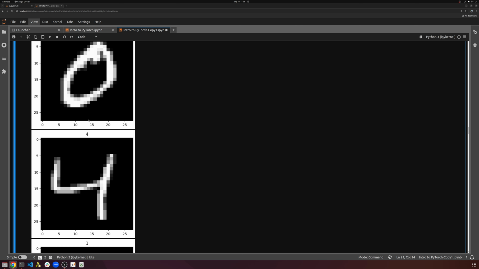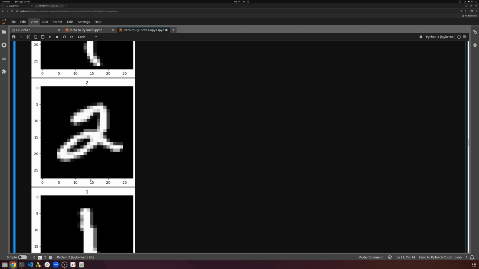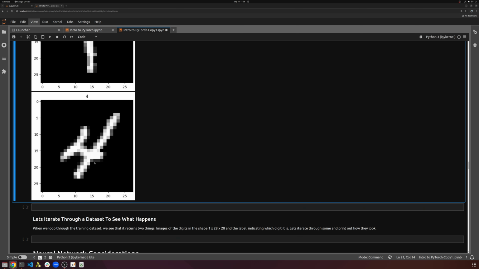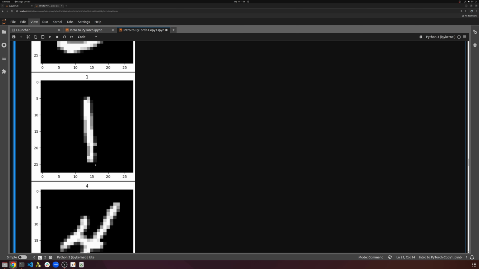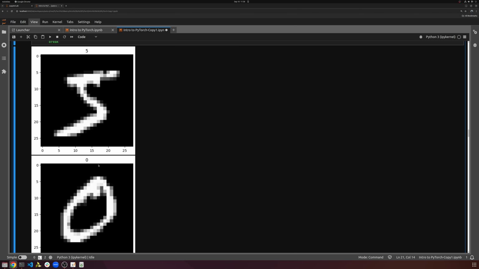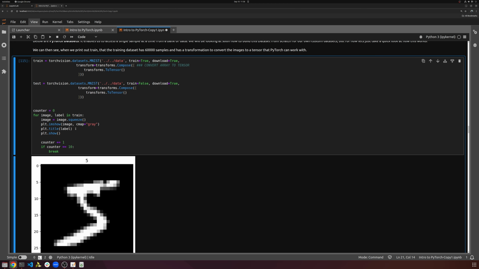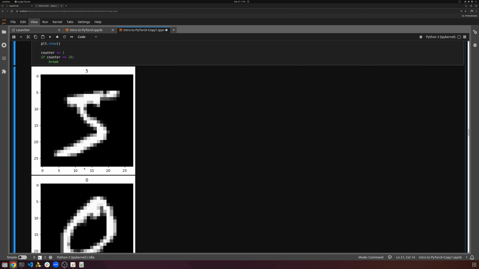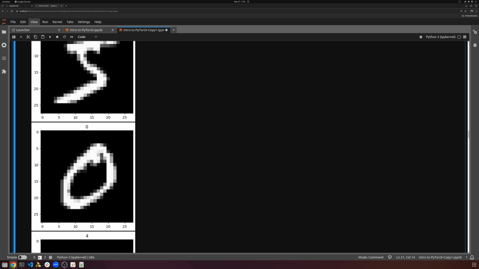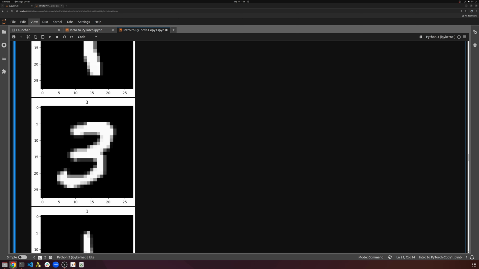You can see it's a 5, a 0, a 4, a 1, a 9, a 2, whatever it may be. So MNIST is a handwritten image data set, and that's it. And our goal is, given this picture of this digit, predict what it is, right? What is the number is the goal.